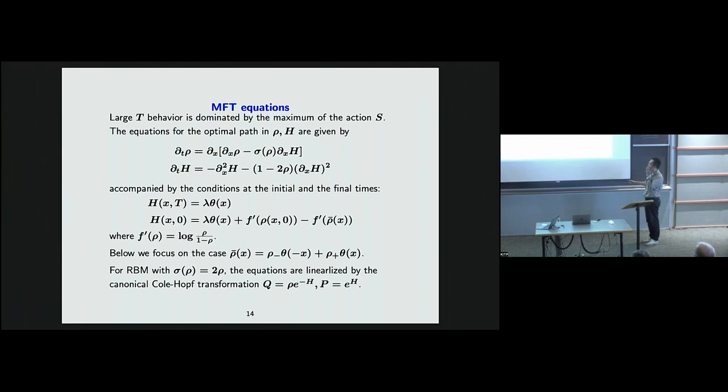Which is called the canonical Cole-Hopf transformation, because e to the power h is called the Cole-Hopf transformation. And we also introduce a corresponding transformation for the other variable q. Then if we apply this canonical Cole-Hopf transformation to this MFT equation for the case of RBM with this sigma, these are just linearized. The first one becomes a simple diffusion equation. The second one becomes anti-diffusion with a negative sign. But anyway, these are separated linear equations, so this can be solved rather easily.